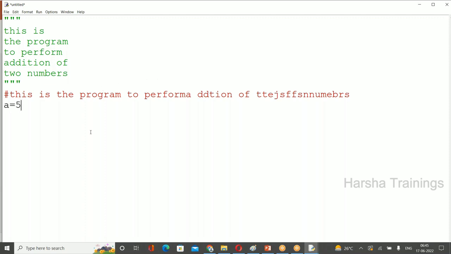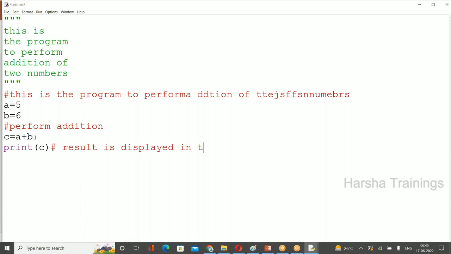Now, for example, a is equal to 5, b is equal to 6, c is equal to a plus b. Here, I am writing a comment: perform addition. Okay, here in this step we are performing addition. Suppose next I am printing the value, print c. Here also I can write a comment: some result is displayed on the screen. You got it? So by seeing the program, this line performs this task, this line performs that one, like this.